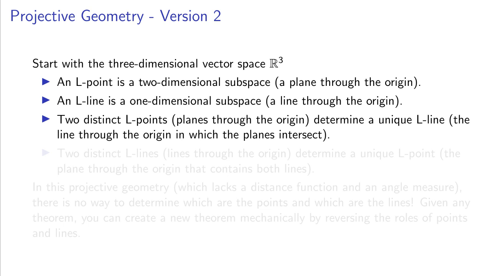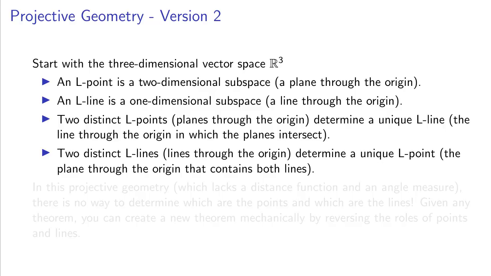Okay. Suppose we have two distinct L points, two distinct planes through the origin. They determine a unique line through the origin, so two distinct L points determine a unique L line, and two distinct L lines, two lines through the origin, determine a unique L point, the plane that contains both those lines.